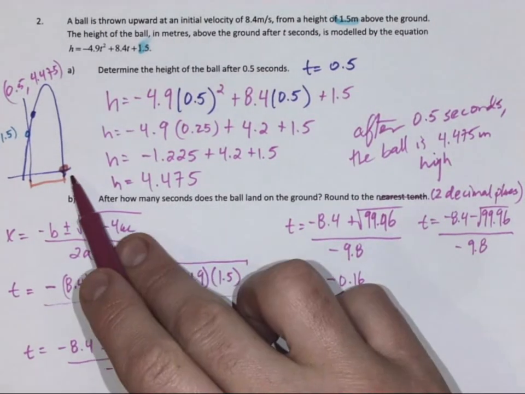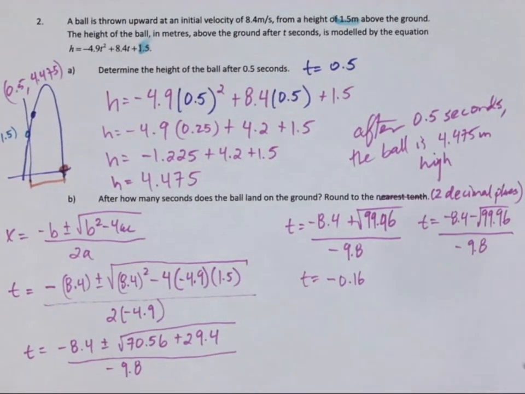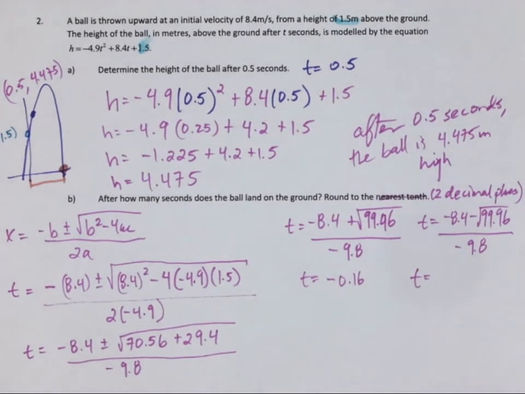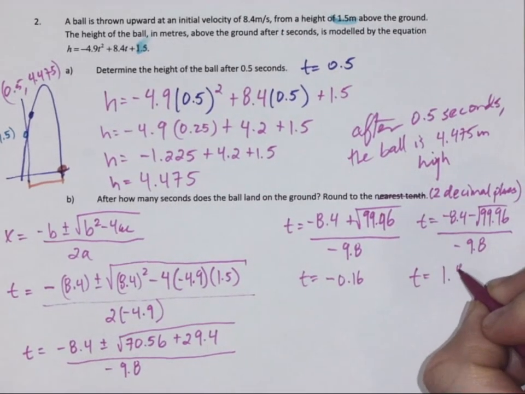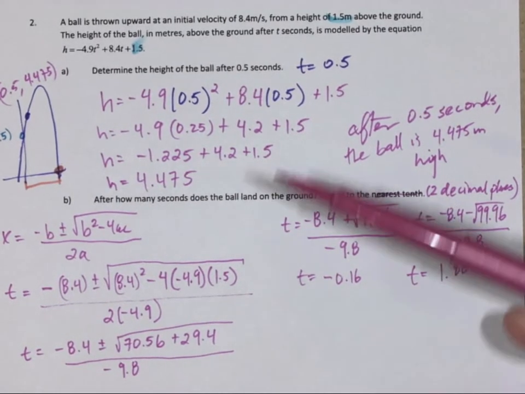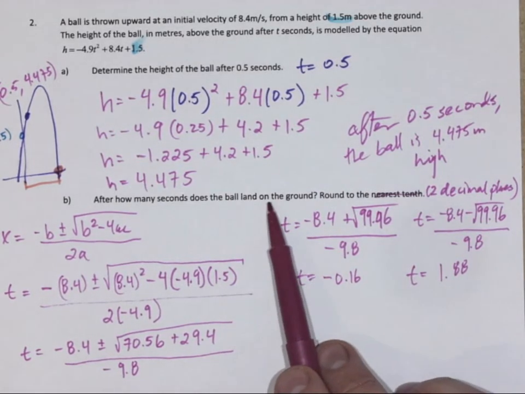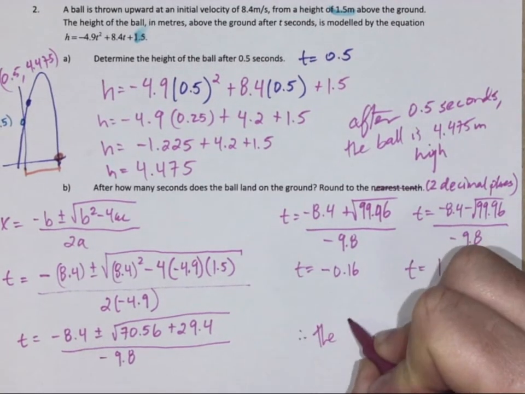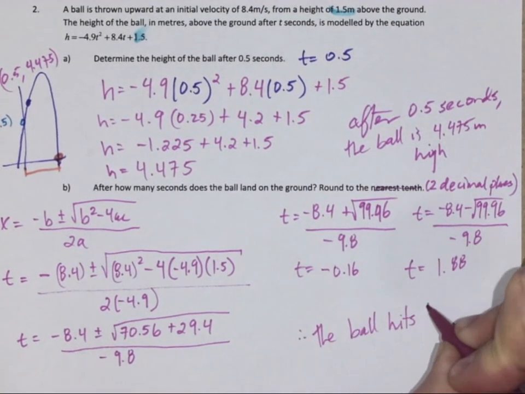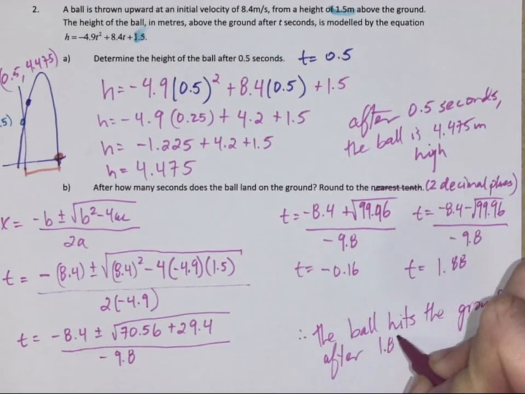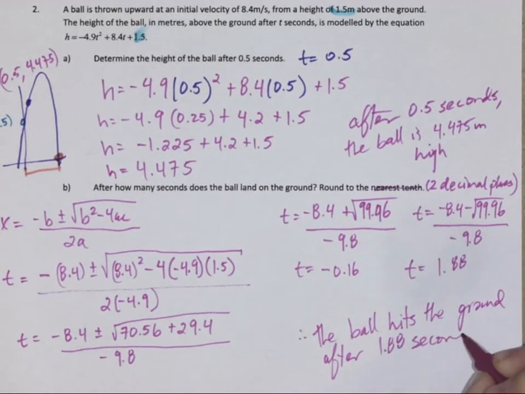I don't care about that one. I only care about this one for answering this question. Negative 8.4 minus the square root of 99.96 all divided by negative 9.8. Rounded gives me 1.88. So the ball is thrown upwards, reaches its maximum height, starts coming down, and hits the ground after 1.88 seconds. So how many seconds until the ball lands on the ground? Therefore, the ball hits the ground after 1.88 seconds.